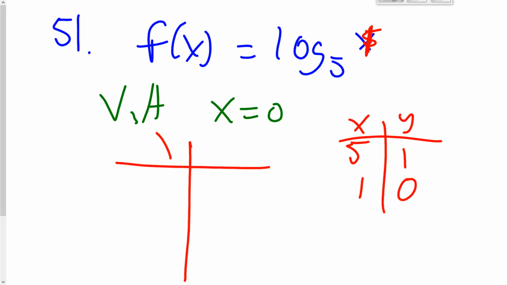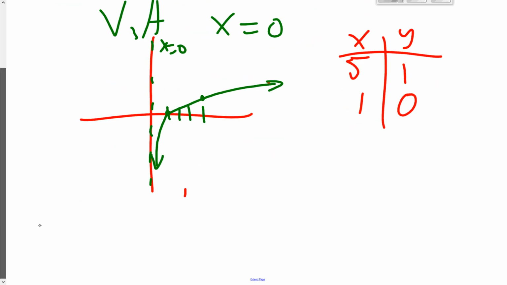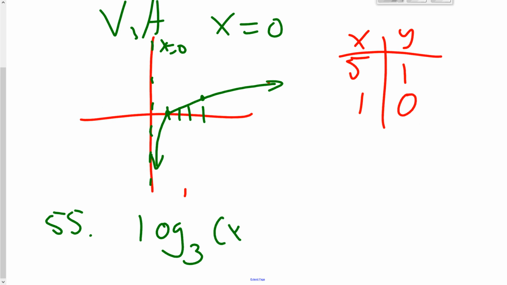Oops, why am I doing that? Okay, so we have x equals 0, dotted. We have 5, 1, 1, 0. So it looks something like this. Okay, and then number 55. Number 55, there's a little bit more to this one, right? Log base 3 of x minus 1, and then plus 2.